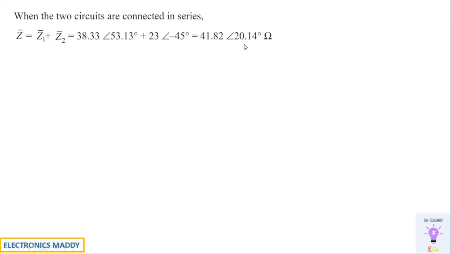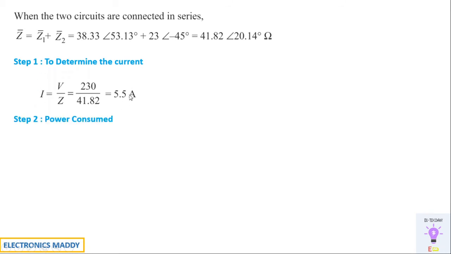So now they've asked us to find the value of current. Current is given by I is equal to V by Z, straightforward from Ohm's law. You'll be getting 5.5 amps.